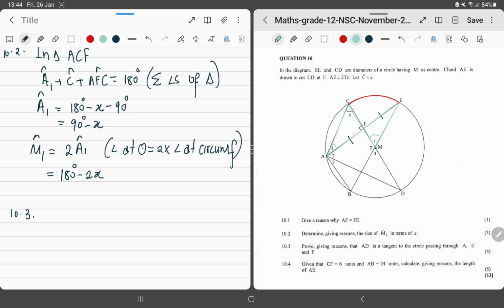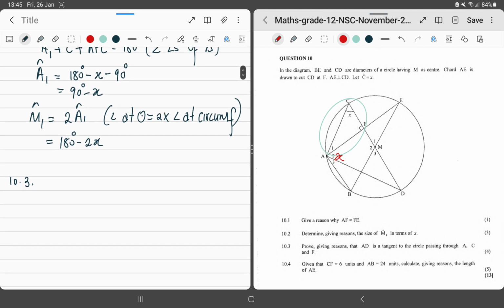10.3. Prove, giving reasons, that AD is a tangent to the circle passing through ACF. So I have a circle there. And then I need to prove that AD is a tangent to the circle. If I can prove that A2 is equal to x, then I would have the tangent and a chord, so that would be the tan-chord theorem. Then AD will be a tangent to that circle.